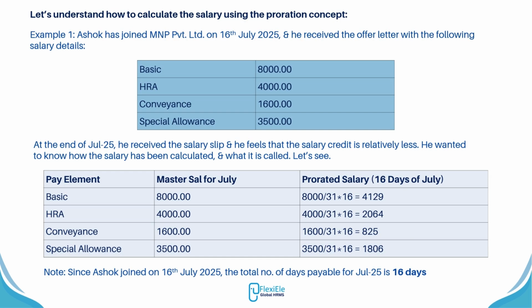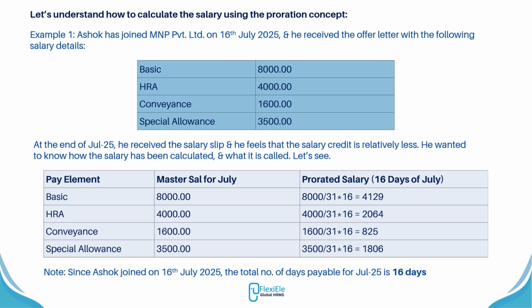Now let's talk about an example where Ashok joined a company on 16th July 2025. At the end of the month, he noticed that his salary was less than expected, so he wanted to understand why. The reason is simple. Since he joined mid month, he is paid only for the 16 days he worked. This is called a prorated salary.